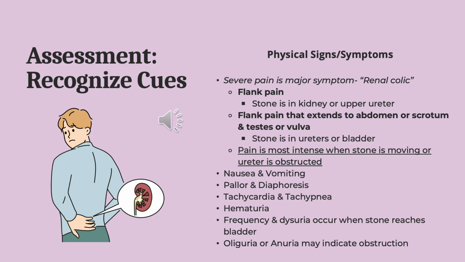So if the stone is in the kidney or in the upper ureter, the patient can experience flank pain. Then when the stone moves further down toward the ureters or the bladder, the flank pain may radiate to the abdomen, the scrotum, the testes, or the vulva. Importantly, pain, again, is most intense whenever the stone is actively moving or causing an obstruction in the ureter.